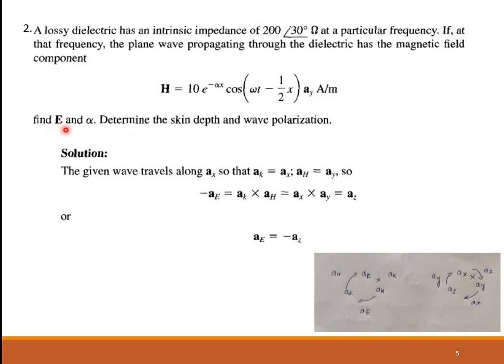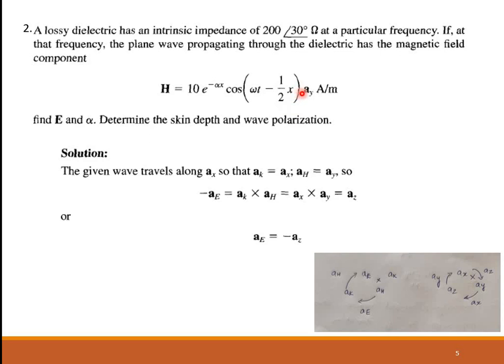So in order to find the expression for E, what will we do? You need to find out E0, similar to H0. And how will you find out E0? We know the relation that E0 by H0 is equal to the intrinsic impedance. So here H0 is known, the intrinsic impedance is also known. So we can easily find out E0. Then e raised to minus alpha x remains the same for E also. Cos omega t remains the same, minus beta x remains the same.